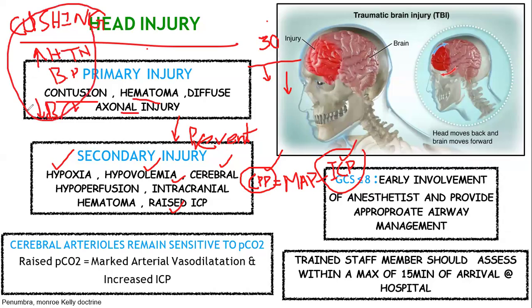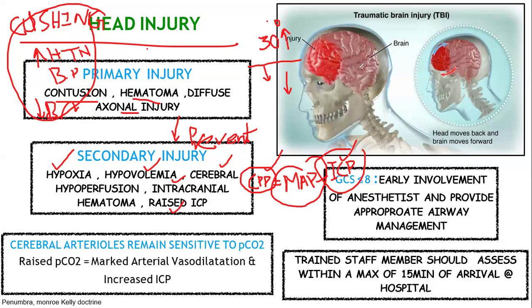First and foremost step would be to elevate the head end to 30 degrees. Second thing, hyperventilate the patient. Third thing, depending upon the pressures of the patient, depending upon the mean arterial pressure, what will we do?